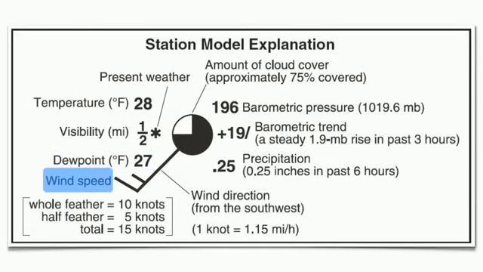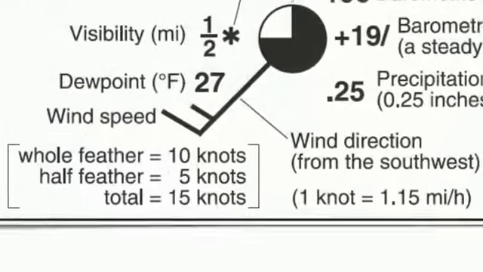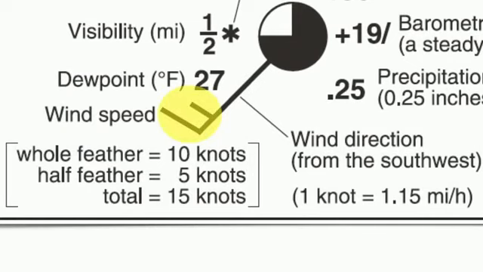Next up is going to be your wind speed. Now, your wind speed is going to be important here because it's indicated by what we call feathers. Those little tabs that are coming off the bar coming out of the station model are what we call feathers. Now, a big feather is 10 knots. Half a feather is going to be 5 knots. So you add them up, and in this example, you have a total of 15-knot wind. Now, a knot is just another unit that we use to measure wind speed, very similar to a mile per hour.